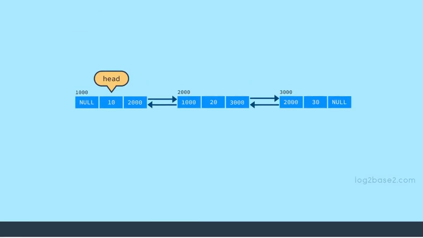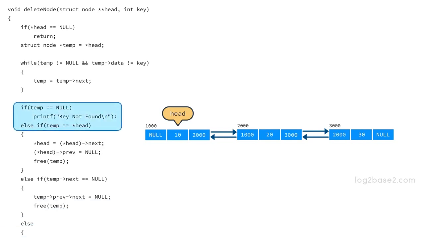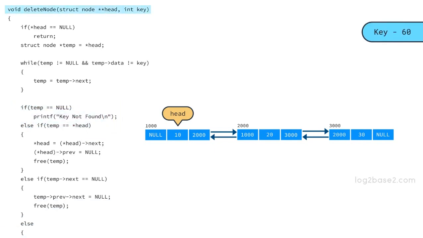Now let us see another case. Let us try to delete key 60 from this doubly linked list. First, we have to iterate over the list to find the node with 60, and we won't find it. And temp will reach the last node and finally we'll have the value null. So let us see the code and how it works. First, check if the list is empty, but it is not. So set temp equal to head and iterate over the list.